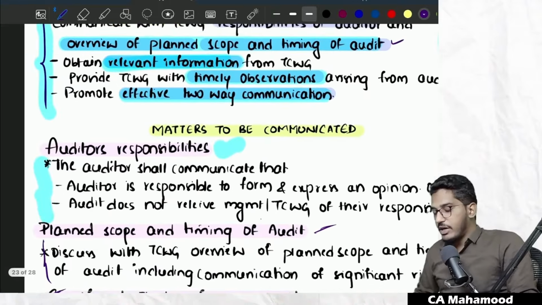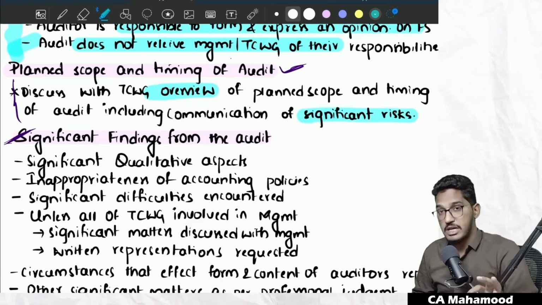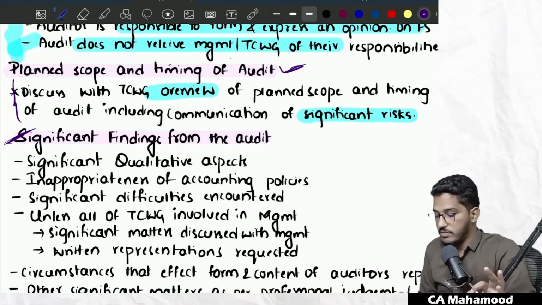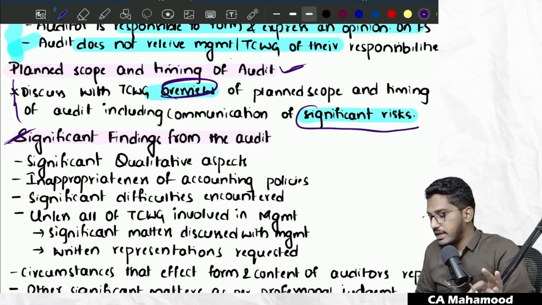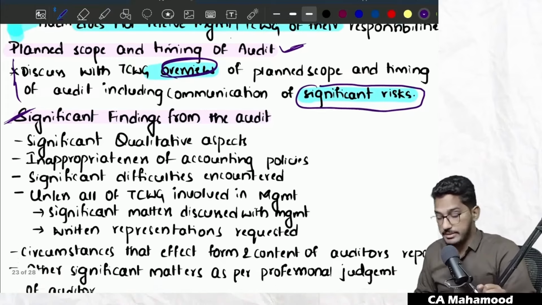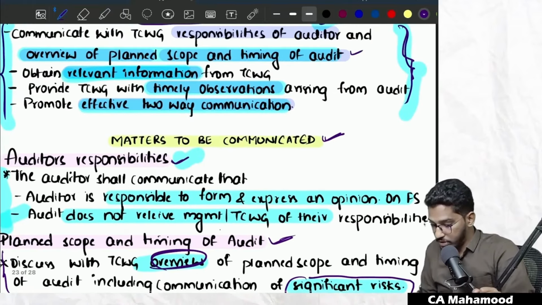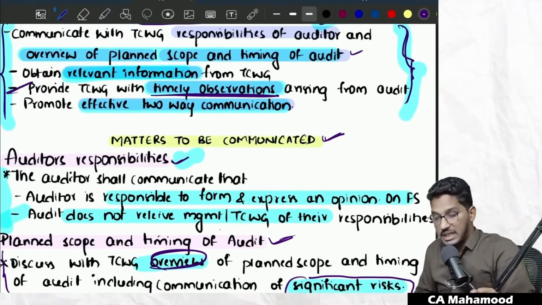Once again, you have to remember, you should not discuss the detailed plan and scope with those charged with governance. If you explain the detailed plan, what will happen? Whatever you are going to know, those charged with governance will come to know, and they will take all the precautionary measures to make sure that you will not be able to find out any misstatement. So that's why you have to communicate only the overview, and whatever significant risks you have identified, that also you have to communicate. And apart from that, as I told, whatever your observations are, that also you are required to communicate.